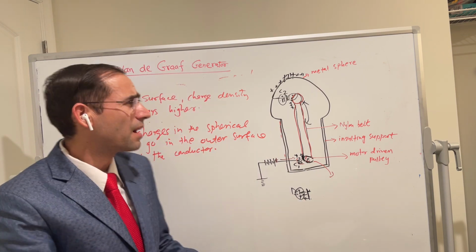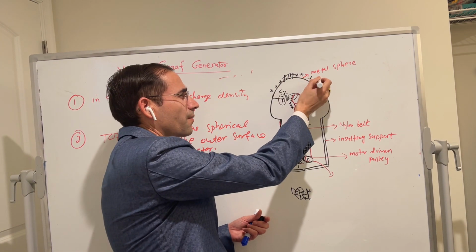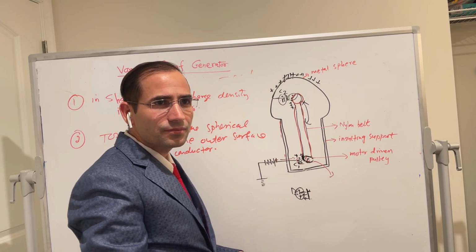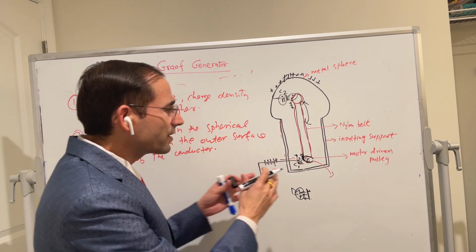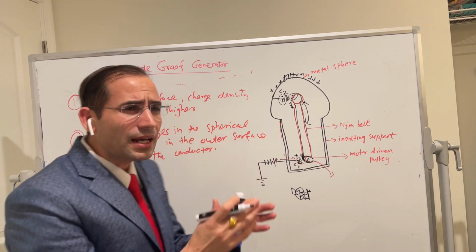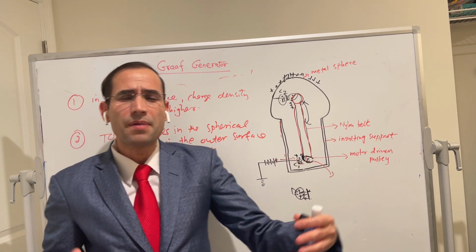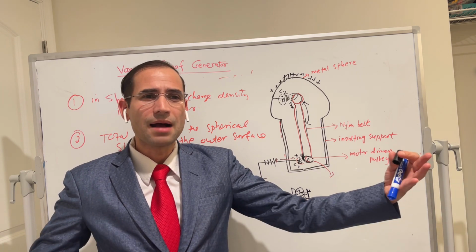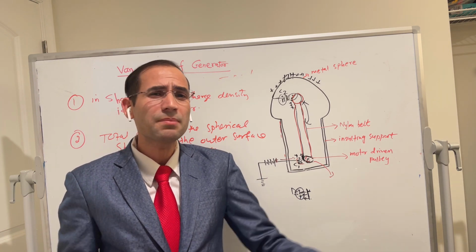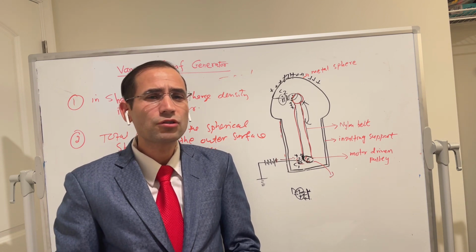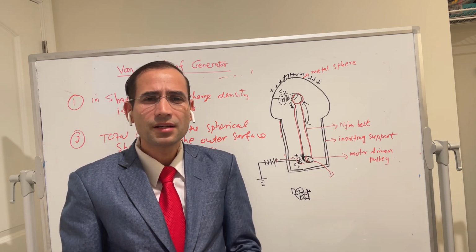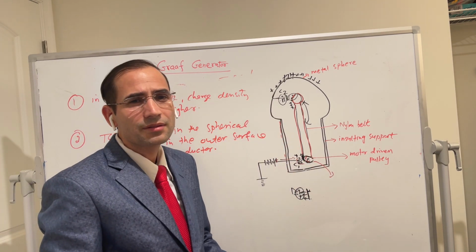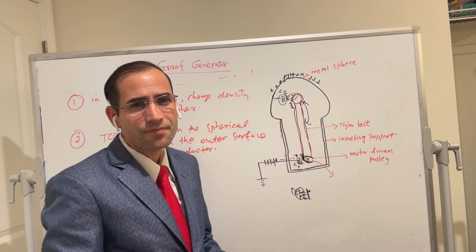A very high amount of charge is accumulating on the metallic surface of the Van de Graaff generator. That's why this instrument is utilized to build up a very high voltage. Up to 5 megavolts, 20 million volts, 10 to the power something, right? Very high voltages can be generated by using this Van de Graaff generator.